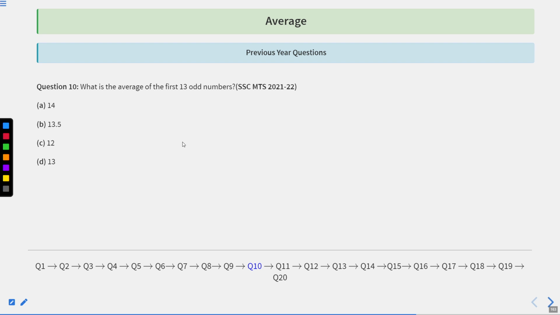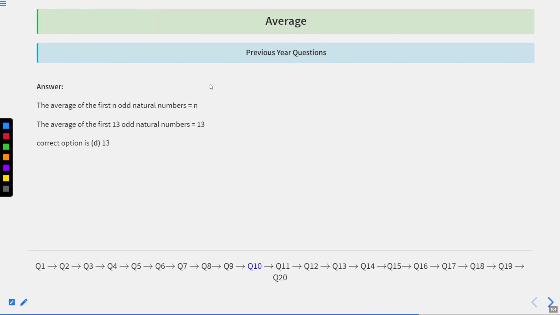Now let us move to question number 10. What is the average of first 13 odd numbers? The average of first n odd natural numbers is equal to n. The average of the first 13 odd natural numbers will be 13 itself. So the correct option here will be option D.